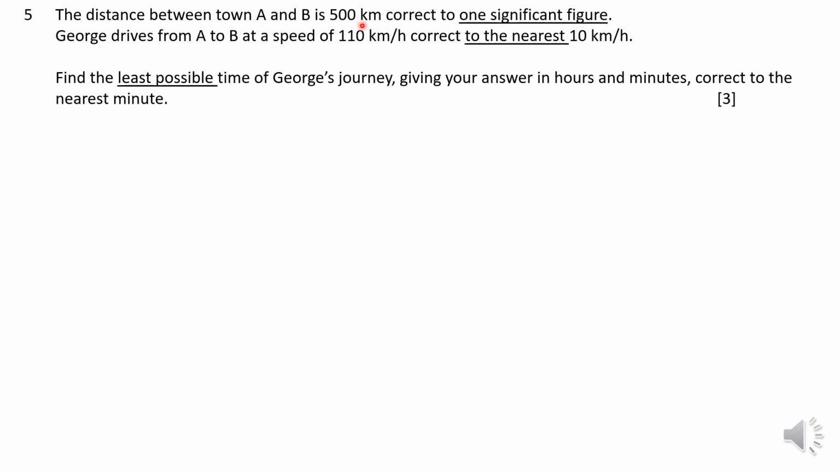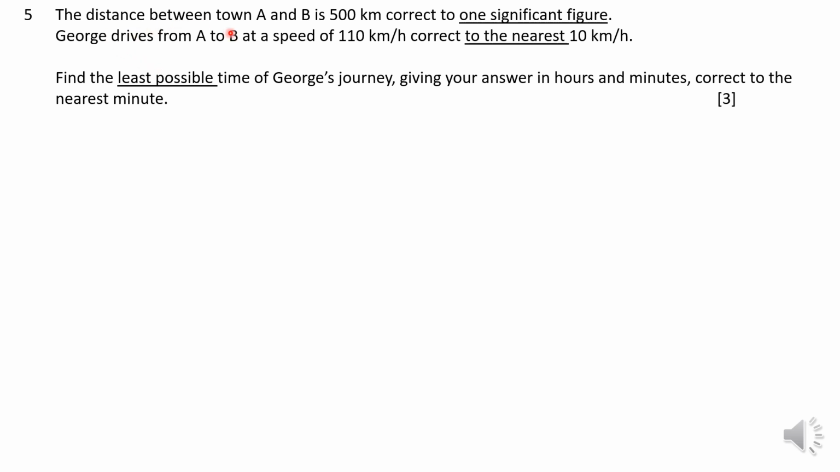So it could be 500 and something kilometers, 501, 502, not really 500 because it was given correct to one significant figure. Now here's the thing, and this is what I'm going to put up. Maybe before I say that, there's something else that they say, find the least possible time. Now I know that I'm dealing with limits of accuracy, rather. So least possible tells me I have to find the lower bound. Okay, and when I find the lower bound, you have to be careful.